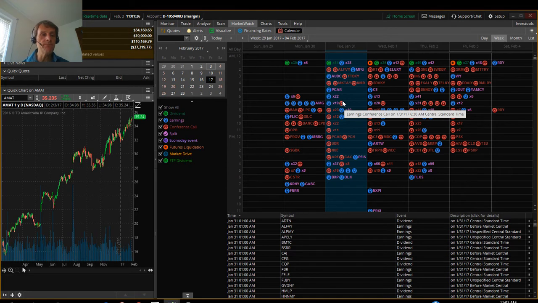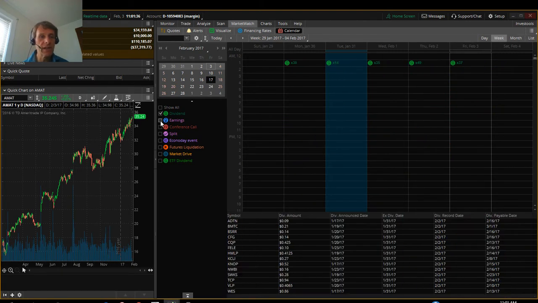Now I base all my trading around the dividend date. So all this stuff makes no sense to me whatsoever. So I get rid of it all, because I don't need to see any of it. The only thing I need to see are the dividends. Who is paying a dividend on what date?